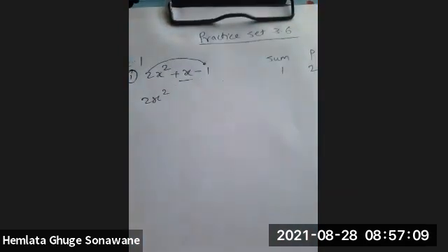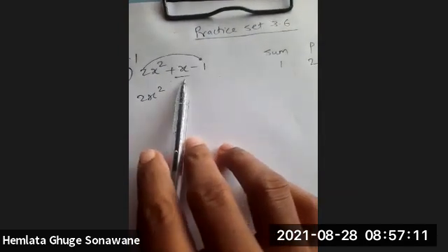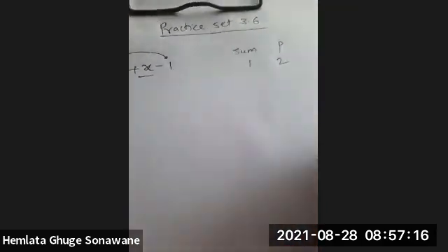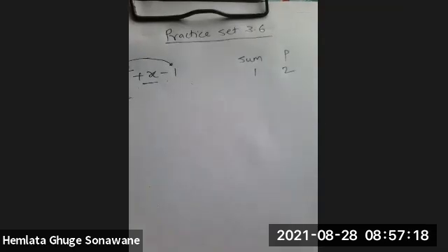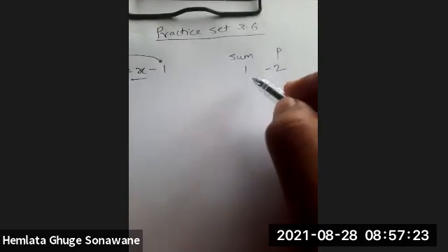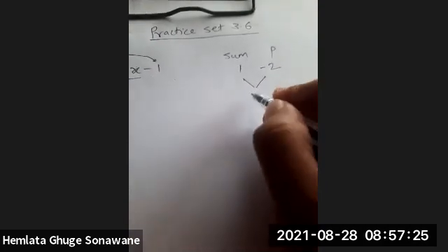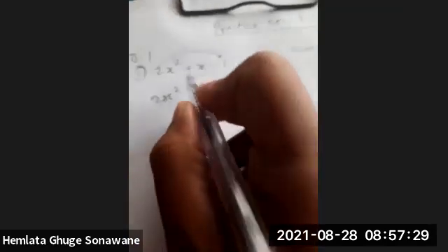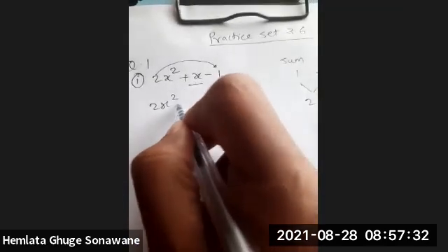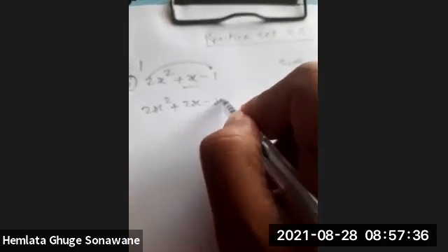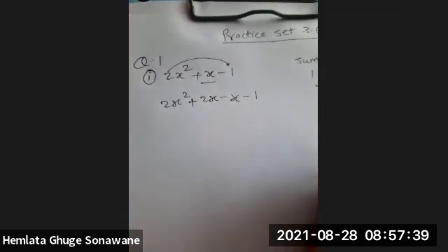Okay, so we'll write 2x square as it is. Now there are two factors whose sum is 1 and whose product is minus 2. So these factors are 2 and minus 1. We'll split this here: 2x square plus 2x minus x minus 1.